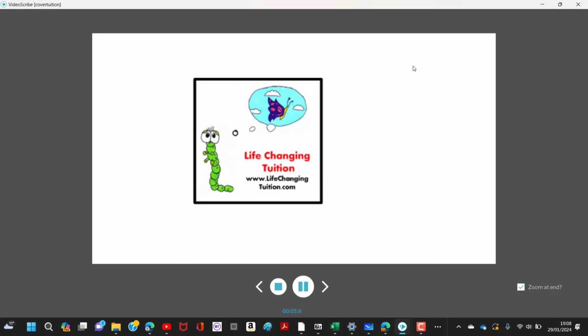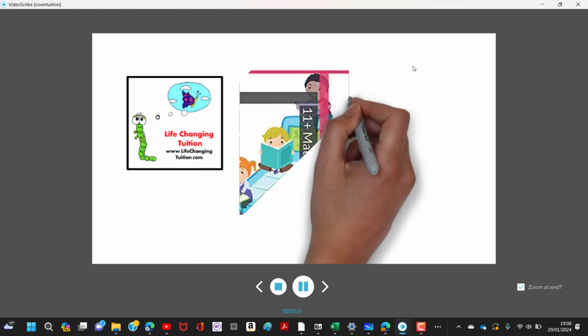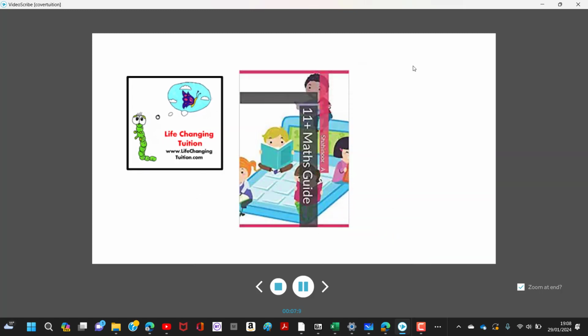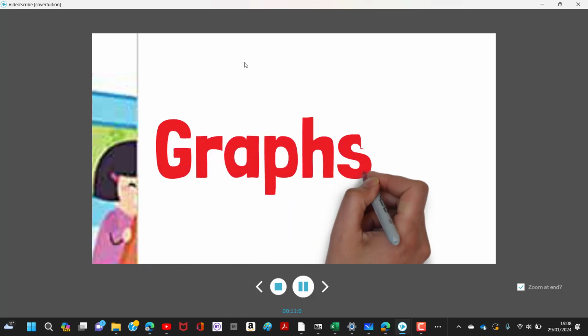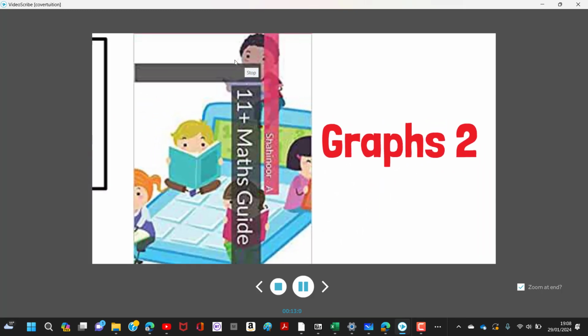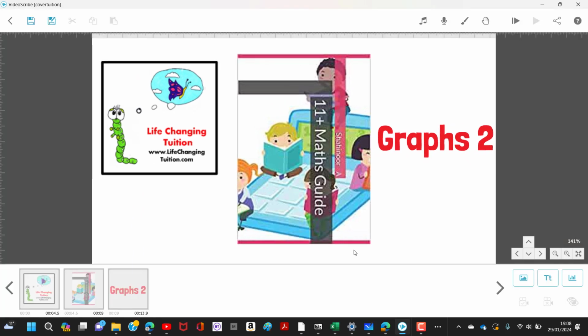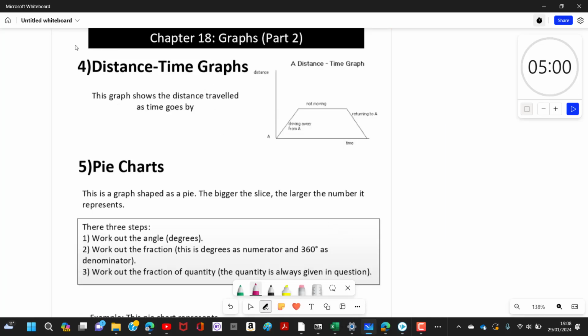So we're moving on to our second video today on graphs. These are two more complex, or more complicated, graphs, so I need a bit of explanation. Hopefully we'll cover two of them. One is called the distance time graph, and the second one is called pie charts. So let's grab our whiteboard. The first one we're going to be doing is the distance time graph.